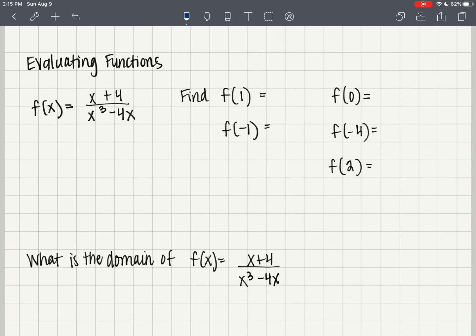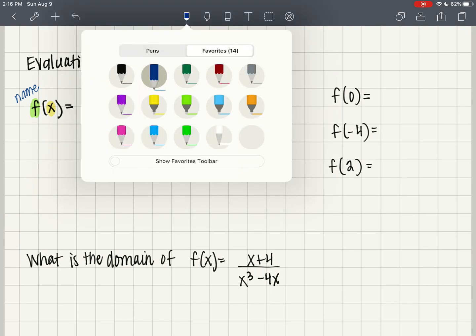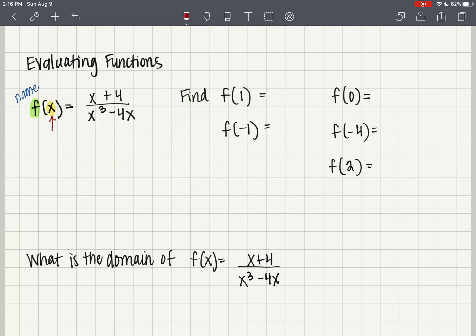When we have functions, we like to use function notation. Function notation is really just using a letter, such as f, as the name of our function. So the name of our function is f. And then in parentheses, the variable that we're going to denote as the input that is changing. So your input variable is x.